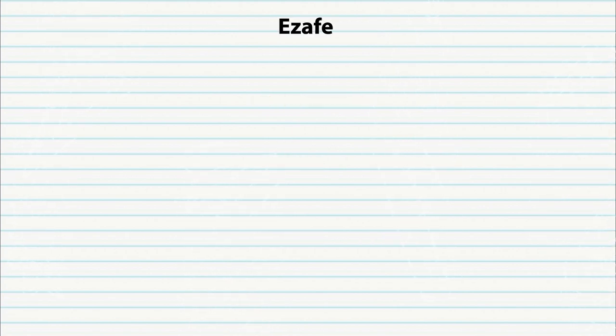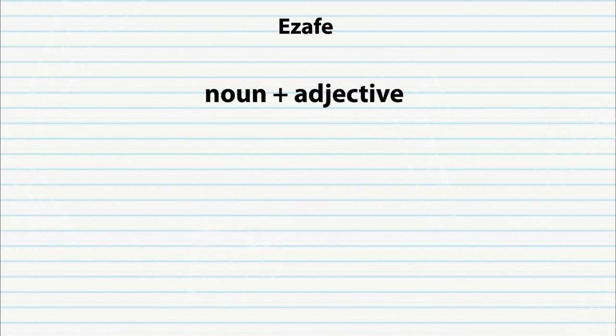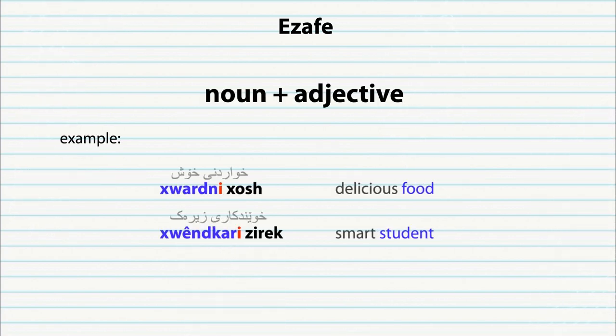Izafa is used whenever two nouns are attached together, or a noun and an adjective are attached together. For example, dargai khanwaka, kuri mamostaka. Or a noun and an adjective, khwardini khosh, khwinkari zirak.